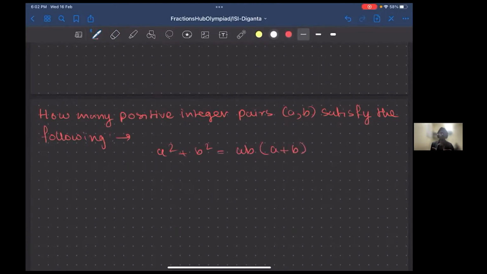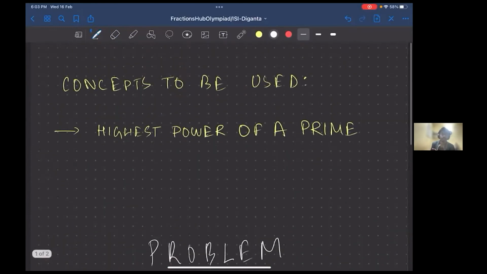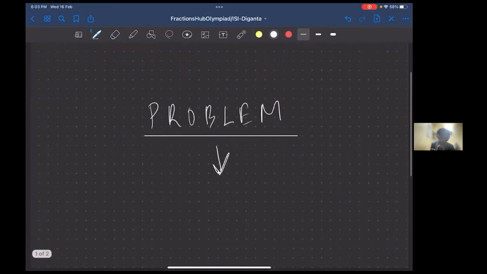right? So this looks not that difficult, right? If you just try it on your own, you might be able to do it, and it might be short also, but you might also get stuck in a complicated mess. So let me show you a very easy way to handle this. And the concept that we'll be using is this: the highest power of a prime.